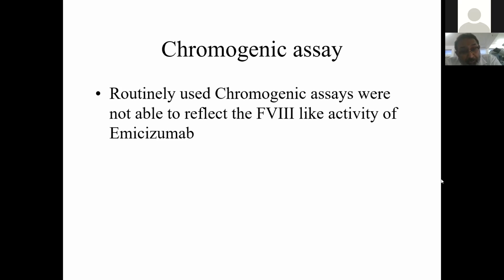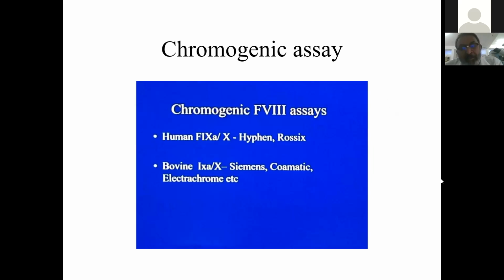So routinely used, I'm talking about in India, we get chromogenic assays from either Stago or from IL or from Siemens, Sysmex. None of these routinely used chromogenic assays were of any benefit. And we found that not normally available vendors in India, Hyphen Biomed and Rossix, they also produce chromogenic factor assays. But they are different from the routinely available chromogenic assays in our market because they have the source of factor 9 and 10 from humans, while the others have it from bovine.